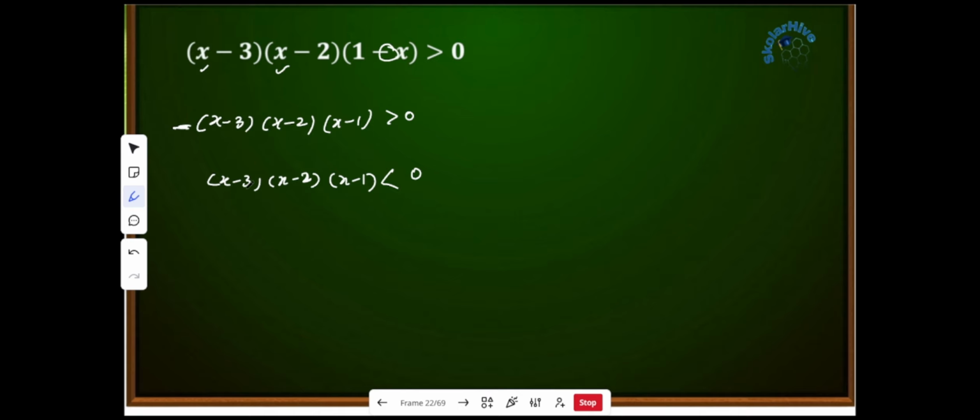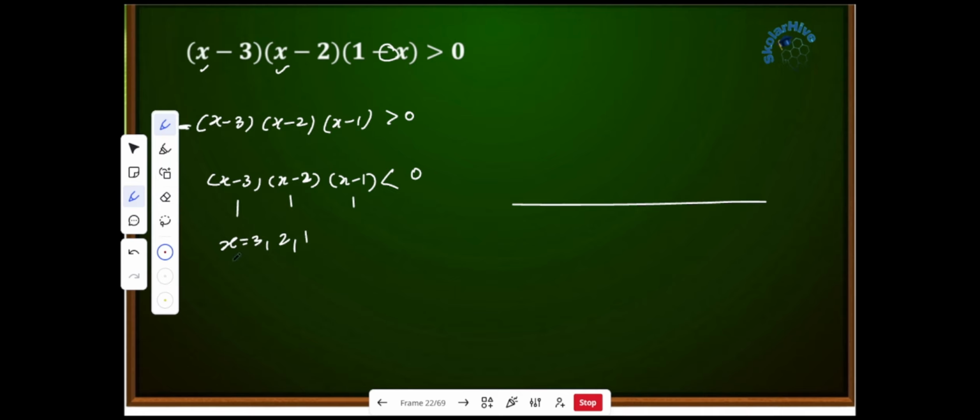If you equate each factor to 0, you will get x equal to 3, x equal to 2 and x equal to 1. So plot these points on the number line. Which one is bigger? 3 is bigger, so that will be on the extreme right. So here 1, 2 and 3. Now as we made this expression positive, we just have to take the curve from above the line.